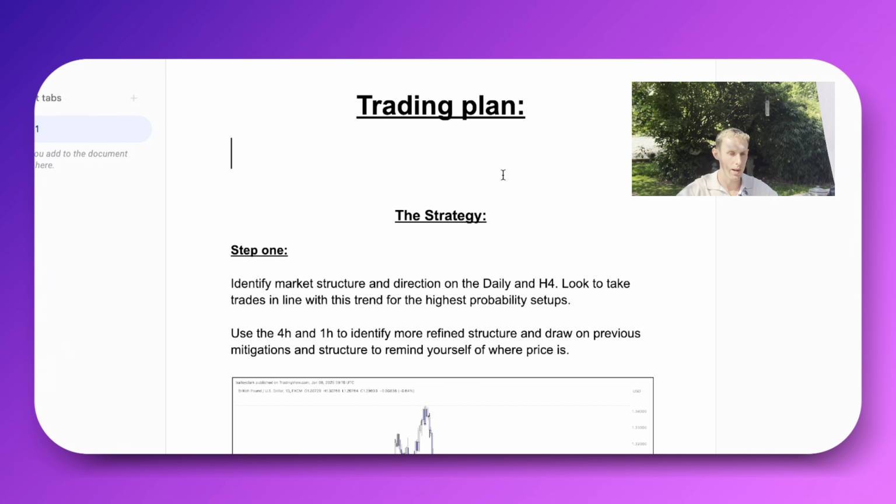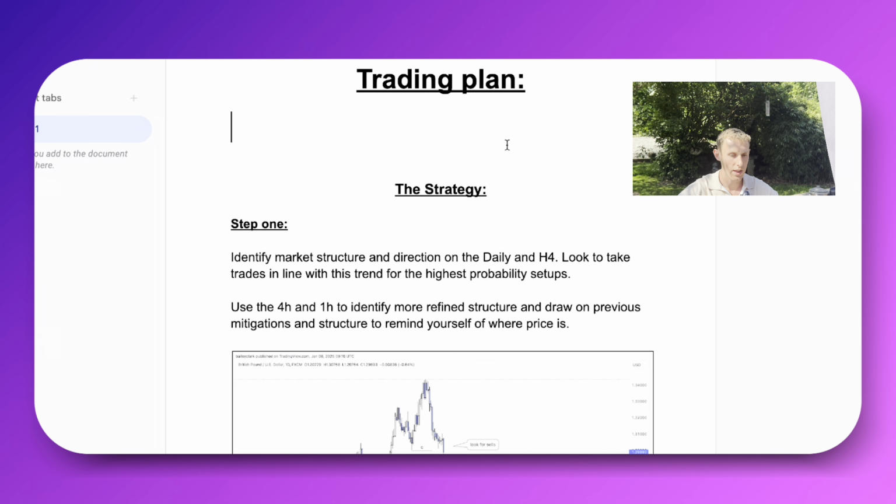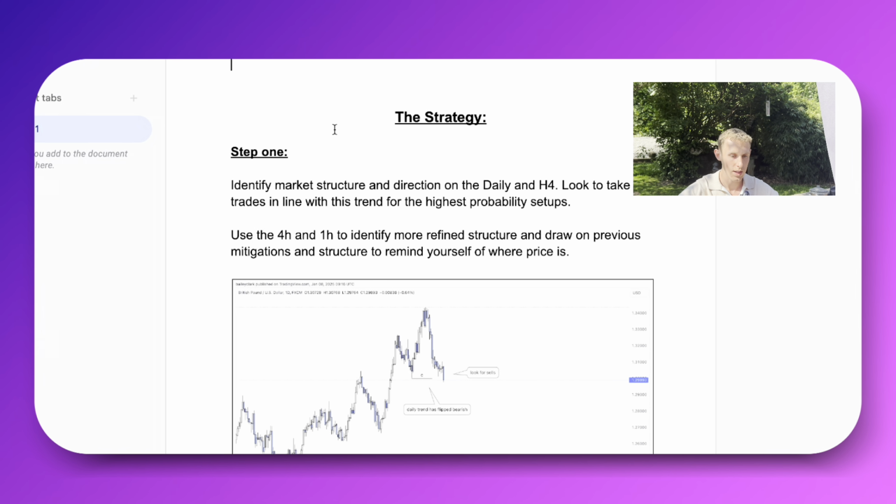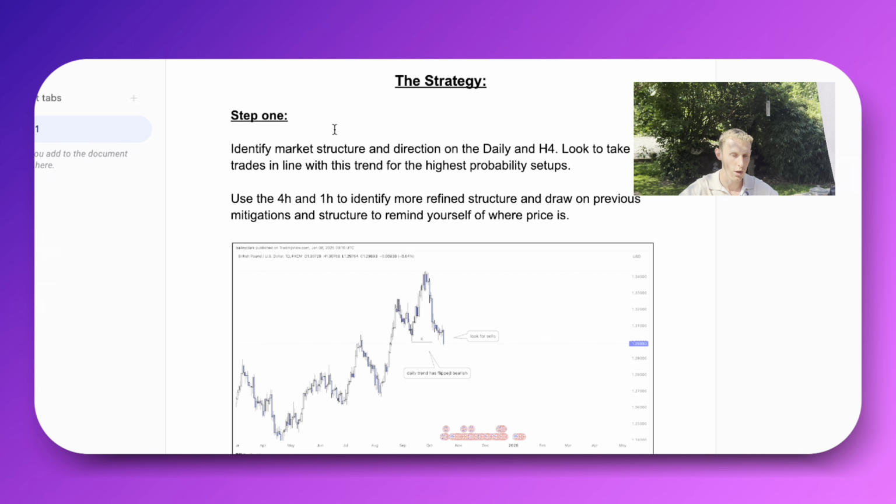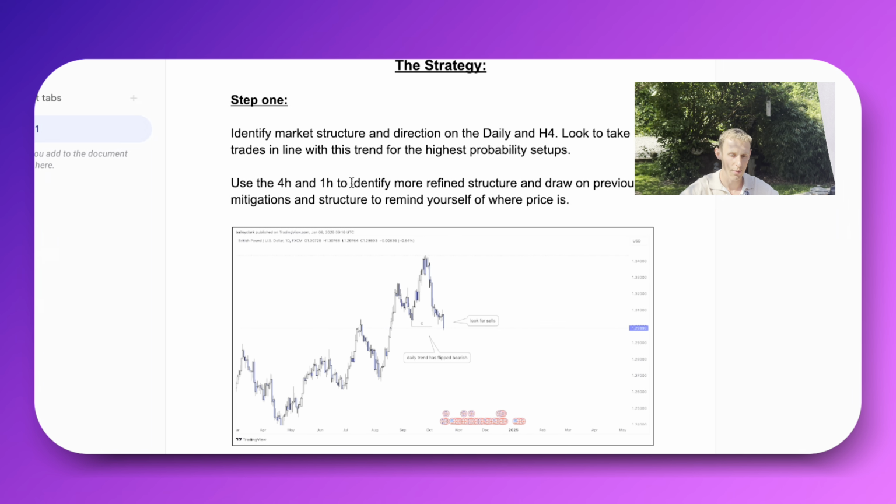So before we get into the backtesting itself, let's just go through the strategy very briefly and then we'll jump right into the backtesting. All right, guys, so as mentioned, let's go through a brief walkthrough of the trading plan itself before we get into the backtesting. So the first thing that I'm always doing is first of all just marking on the overall market structure and direction on the daily and 4 hour.